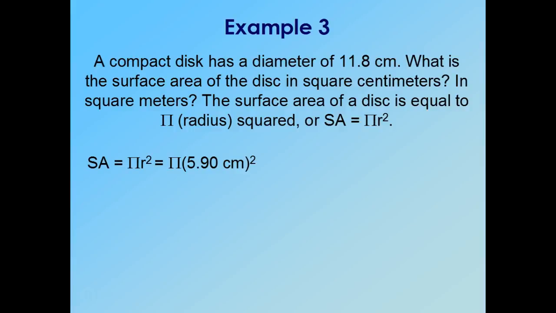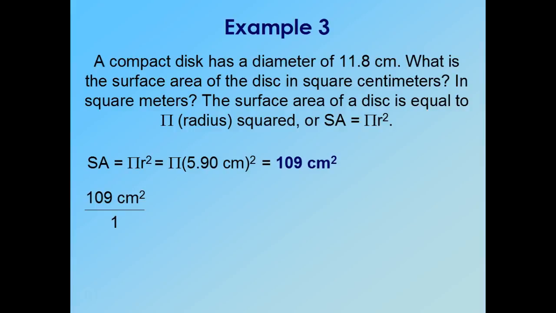And when you multiply pi times 5.9 squared, you go ahead and get your quantity in centimeters squared, 109. So that's the first part of our problem. The second part is going to meters squared. And you can actually do that by keeping it in centimeters squared. The conversions we have only go from centimeters to meters.